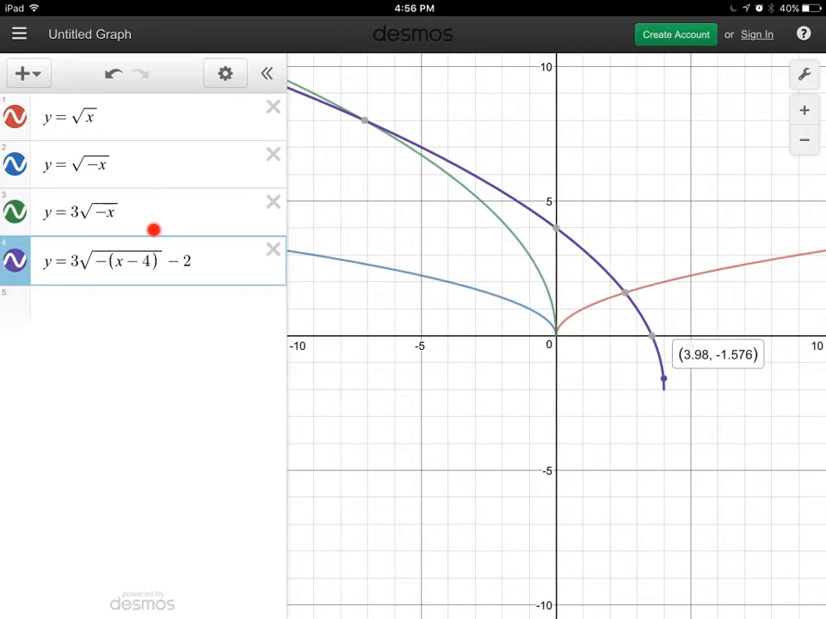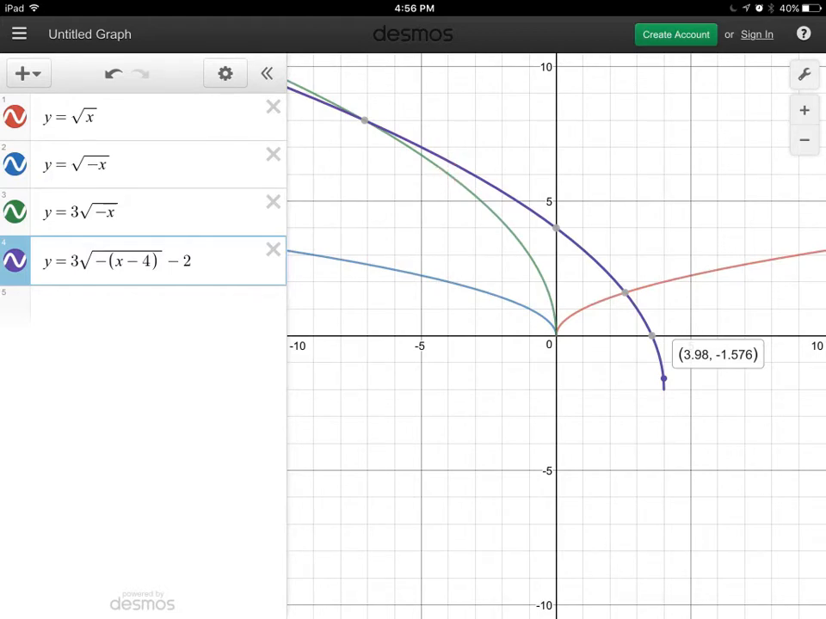Then I had a vertical stretch. So instead of having the point negative 1, 1, I now have the point negative 1, 3. Instead of having the point negative 4, 2, do you see how the square root of 4 is 2? So the square root of negative 4 is still 2. Instead of negative 4, 2, I now have negative 4, 2 times 3, which is 6. And sure enough, that point is up at 6.